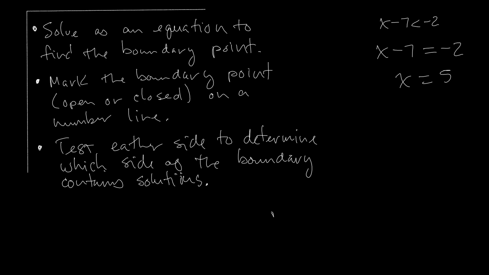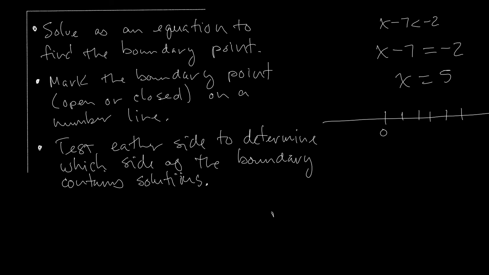It's the point where everything either to the left of that point or to the right of that point is the solution. So we found the boundary point by considering this as an equation, and we found that location. So if I was going to mark that on a number line, here's the number 0, and here's 1, 2, 3, 4, here's the number 5.